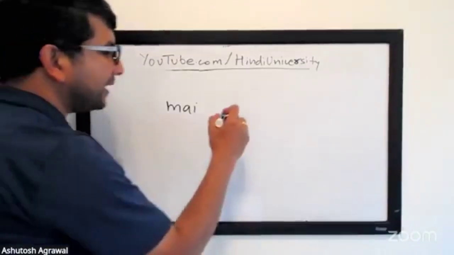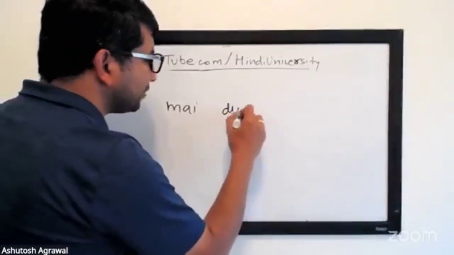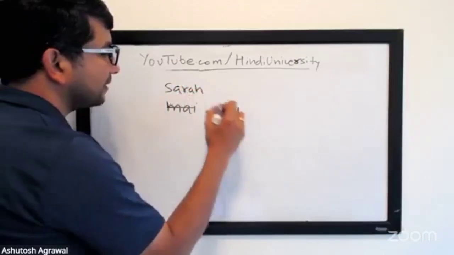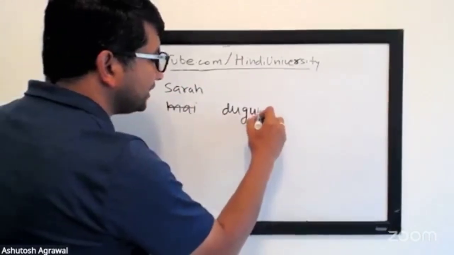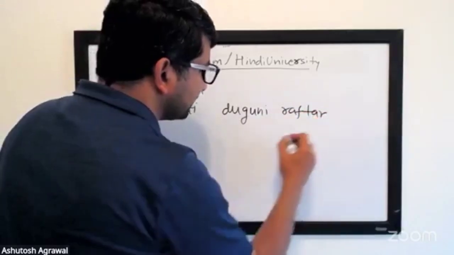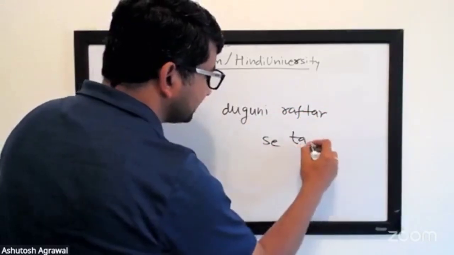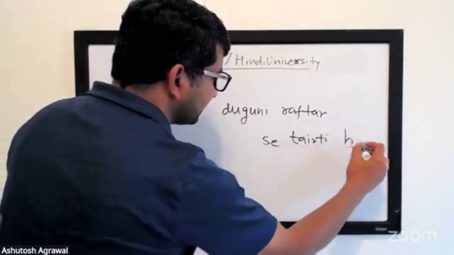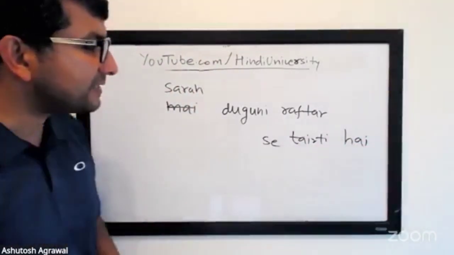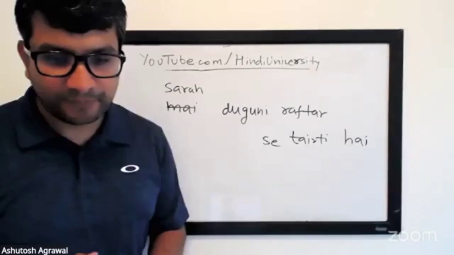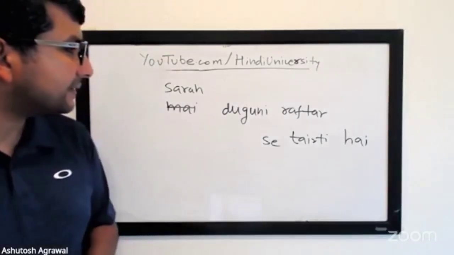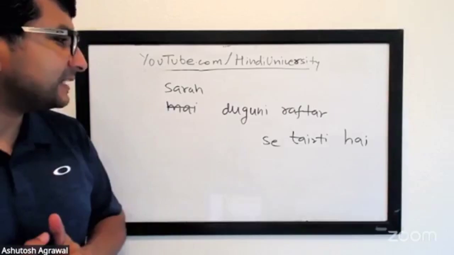Okay, so I'll say duguni, or you can just say, let's say, Sarah दुगुनी रफ्तार से तैरती है. Okay, Sarah दुगुनी रफ्तार से तैरती है. I'll keep it very simple, and that's how I will say it. दुगुनी रफ्तार से तैरती है.